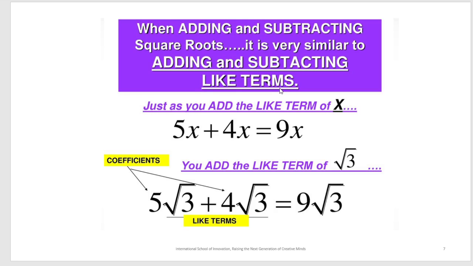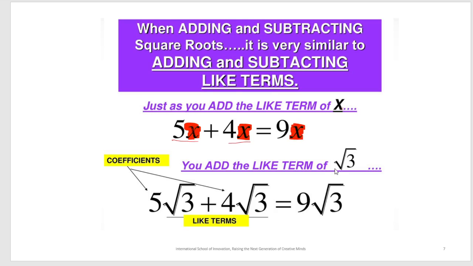So you just add the like term of x. For example, 5x plus 4x. What is the like term here? x. Okay, x is the like term. So 4x plus 5x or 5x plus 4x is equal to 9x.